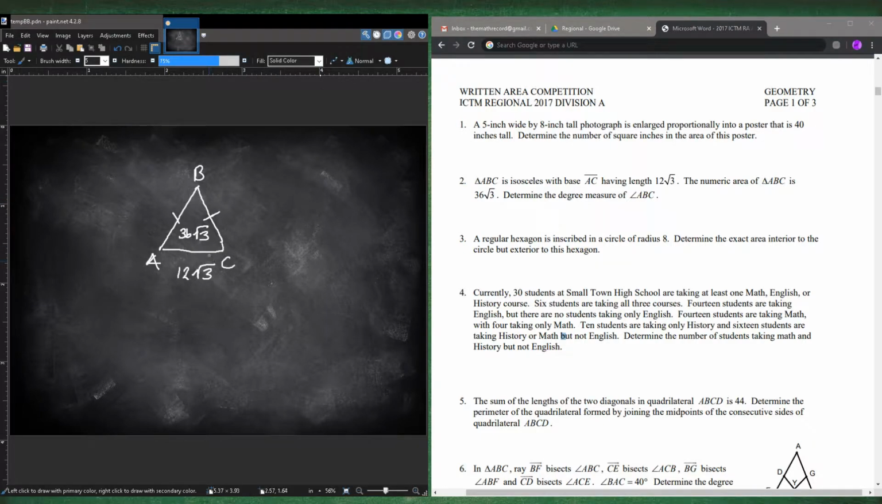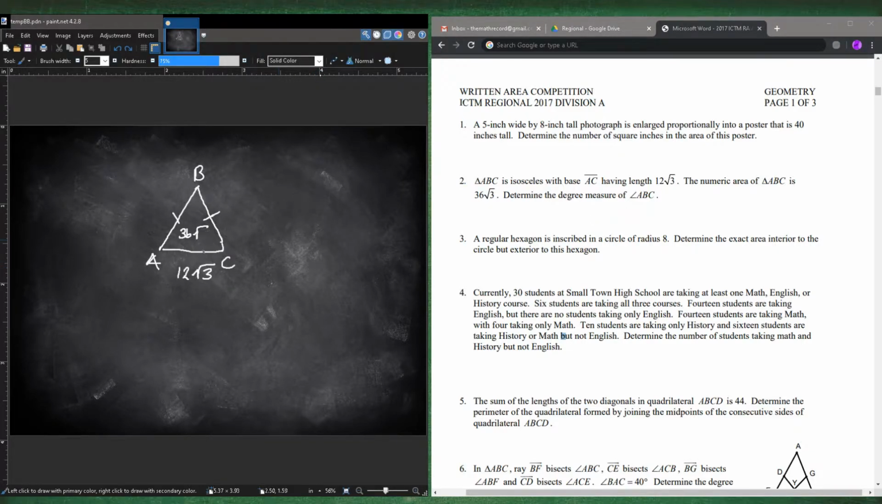Okay. So let's kind of think about this. 12 square root 3 times the height, right, divided by 2 is equal to 36 square root 3, right? That's just the basic area formula. So then we know that h, so 36 times 2 is 72. 72 divided by 12 is 6, right? Because the square root 3 is going to cancel each other out. So h is 6. So we know our height is 6.